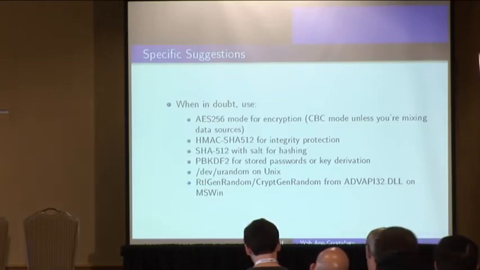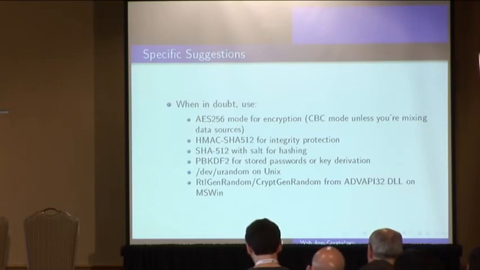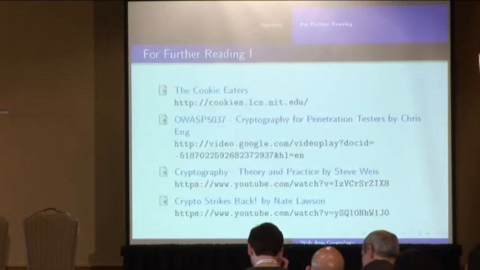But if you're doing integrity protection, HMAC SHA-512, or actually now the SHA-3 standards have come out, and so we have a new SHA-3 winner. And so maybe you can use that for your integrity protection as a pseudo-random function there. You can use SHA-512 or the new SHA-3 for your hashing. You can use PBKDF2 for stored passwords or key derivation. And then /dev/urandom on Unix and RtlGenRandom or CryptGenRandom on Windows. And that's a mouthful to say.